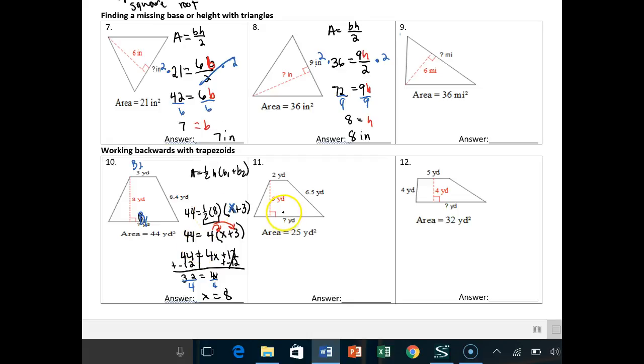Here again, you're missing a base 1. And then here again, you're missing a base 1. So go ahead, try those out. Show me when you are finished for a Class Dojo point.